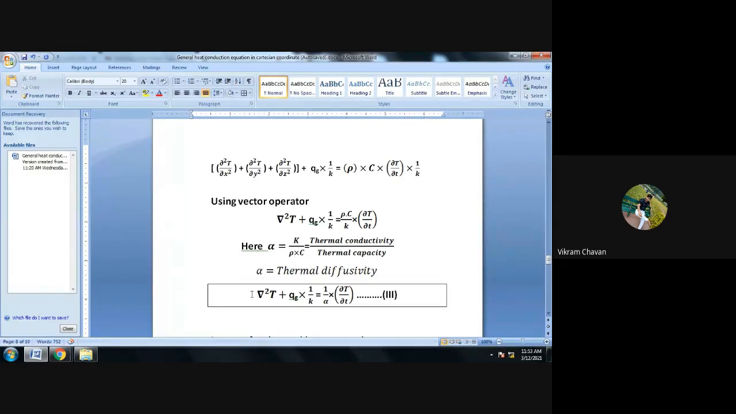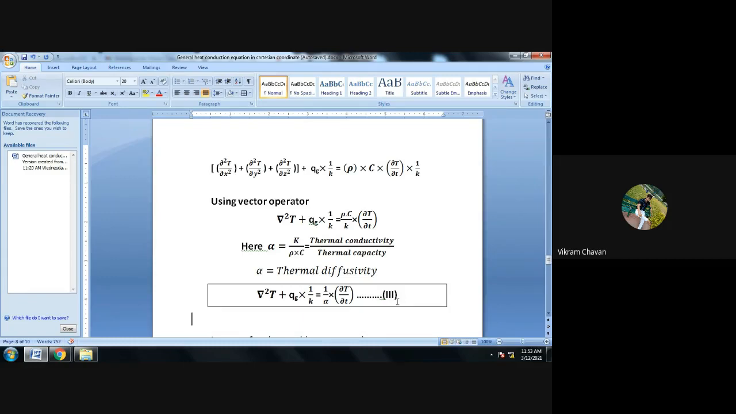Okay, we have modified our general heat conduction equation. Instead of rho c divided by k, we have introduced 1 upon alpha in this equation. So del square T plus qg divided by k, or qg multiplied by 1 upon k, is equal to 1 upon alpha multiplied by dabba T divided by dabba small t.